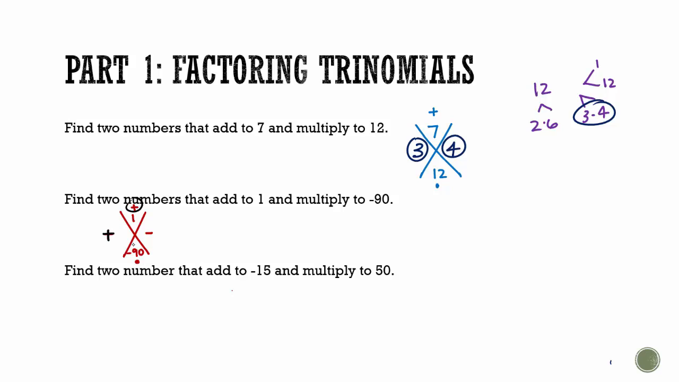So chances are popping in your brain right now are 9 and 10. In order to make this happen where they add to positive 1, I need to make this a positive 10 and this a negative 9.